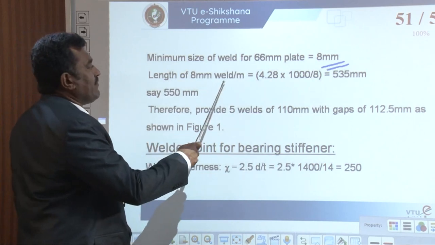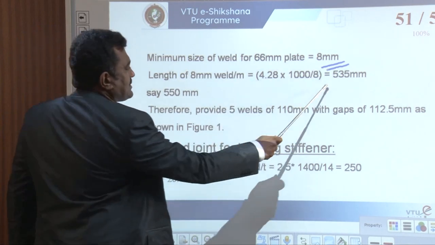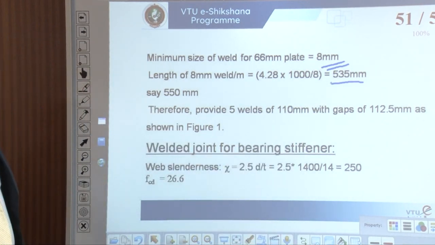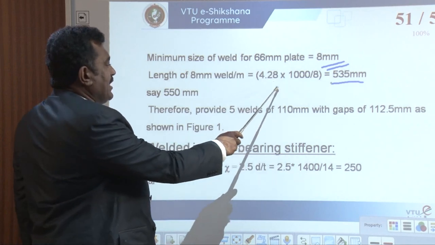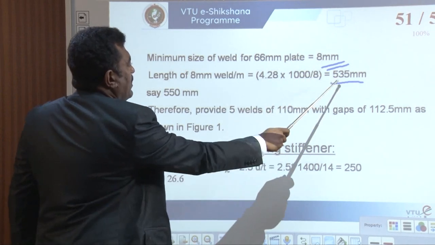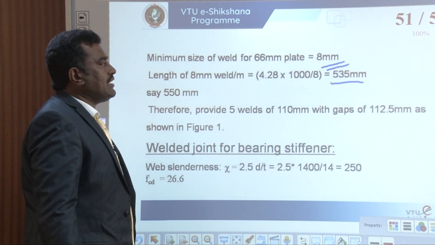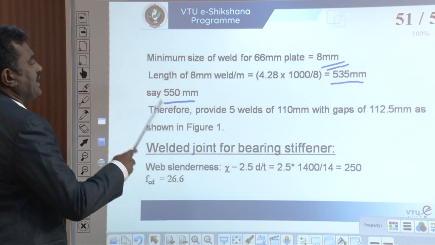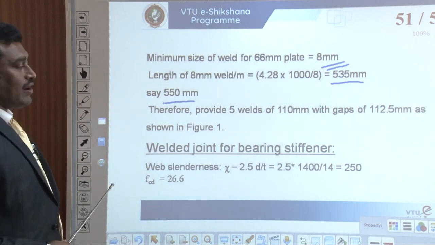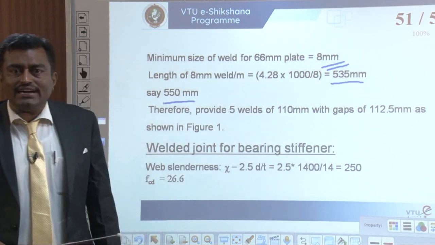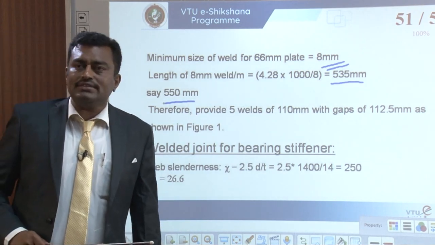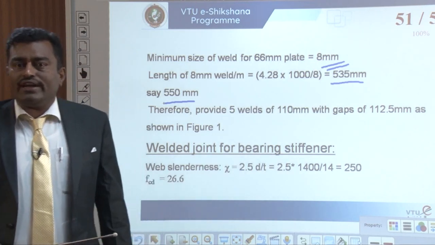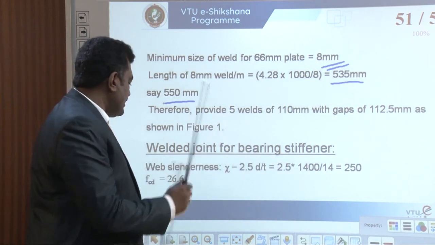Length of 8 mm weld per meter, how much do we require? That is the S value 4.28 into 1000 divided by 8 mm. We are getting 535 mm. Then say we are providing 550 mm. Therefore, provide 5 welds of 110 mm, with a gap of 112.5 mm as shown in figure 1.